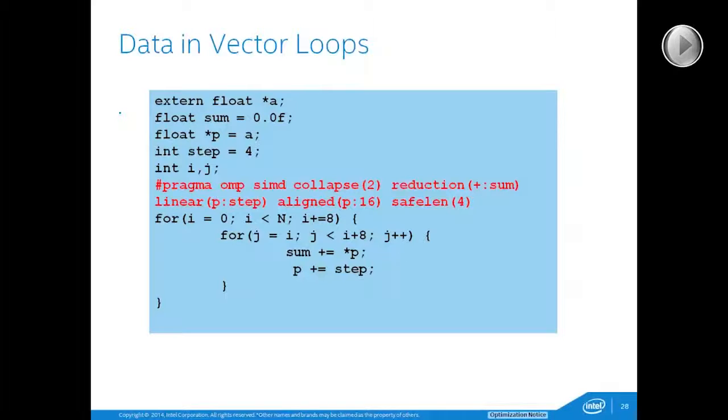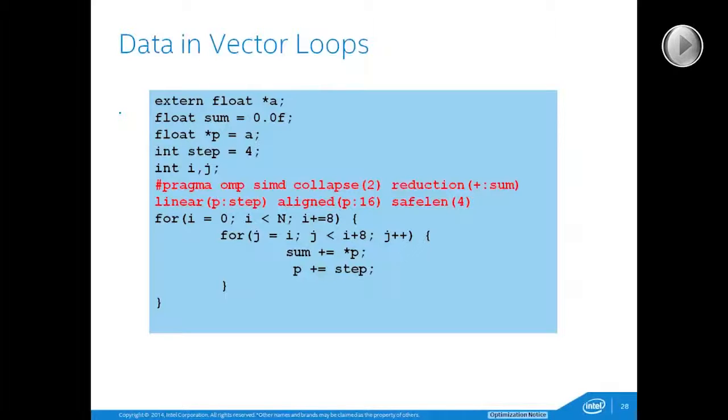I have used a bunch of clauses here. So let's start with the first one, which is collapse 2. When I use Pragma OMP SIMD, I say go ahead and vectorize this loop. And when I say collapse 2, what it means is, well, I see a two-nested for loop here. When you do the vectorization, could you please collapse the two loops into one and then start the vectorization.